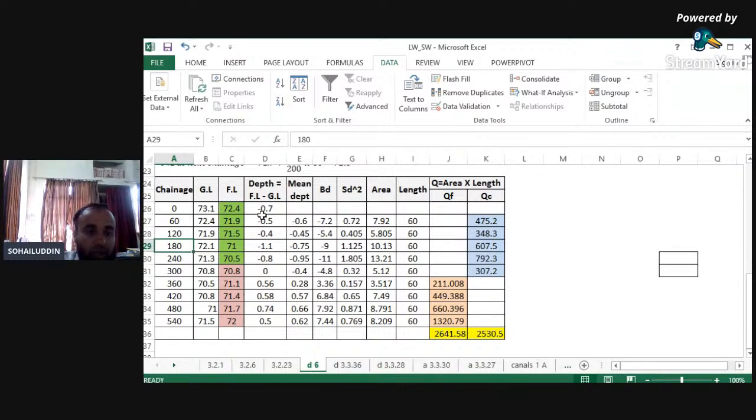Various ground levels are given, various formation levels are given, various depths are given. Mean depth we are using at mid sectional method. So here the mean depth is d1 plus d2 divided by 2, and d2 plus d3 divided by 2, and so on. Depending upon this, first find out the depth. How to find out depth? FL minus GL. So 72.4 minus 73.1, then 72.4 minus 71.9, then 71.5 minus 71.9, again 71 minus 72, again 70.5 minus 71.3.